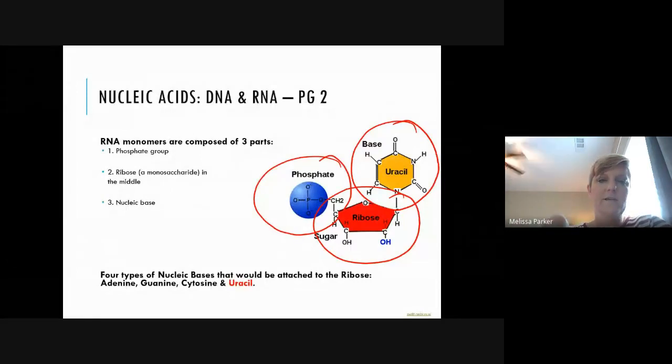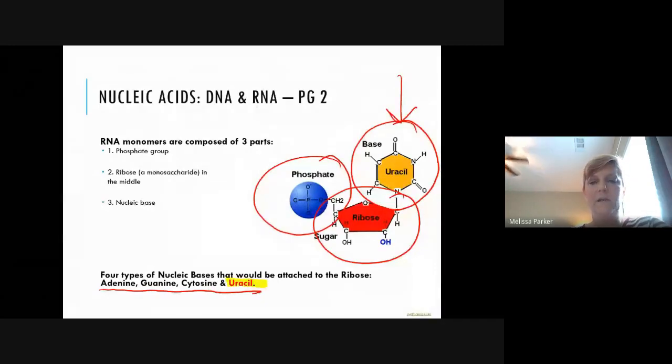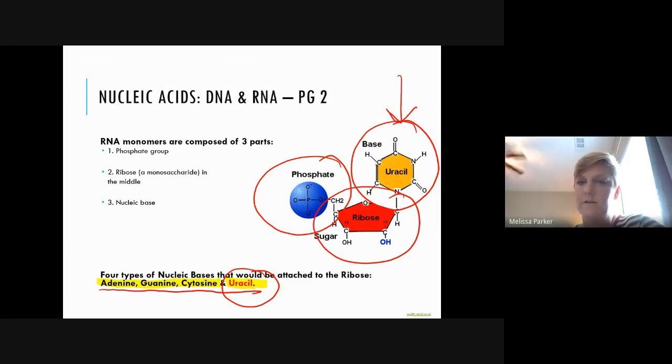And so there's 4 different types of these bases right here for RNA, okay? And if you look right here, it tells you that the nucleic bases can be adenine, guanine, cytosine, and uracil. So uracil is unique. It's only found in RNA, okay? So that kind of separates it from DNA. It'll have similar nucleic bases like adenine, guanine, and cytosine, because DNA has those as well. But the one thing that is different is this uracil, okay? DNA will not have uracil.